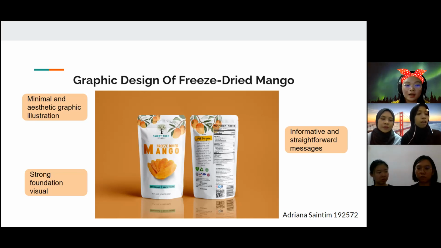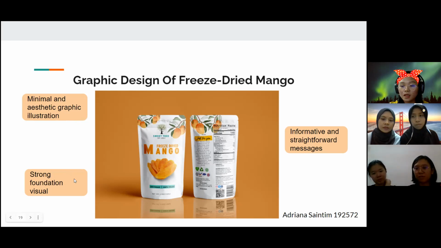And even though we keep it minimal, we also created a strong foundation of visuals for our packaging design. It also has informative and straightforward messages, such as 100% vegan and no added sugar.